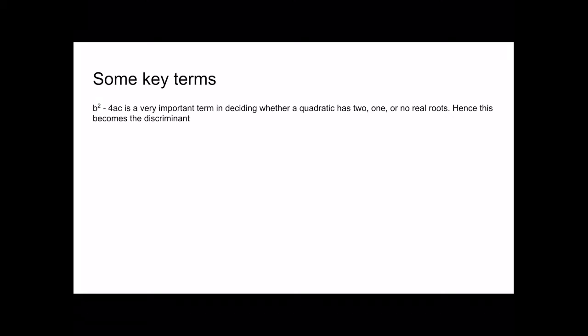Alright, some key terms used in the exam. So b squared minus 4ac is a very important term in deciding whether a quadratic has 2, 1, or no real roots. This is known as the discriminant. So for example, if the exam tells you the discriminant is less than 0, then you immediately know that b squared minus 4ac is less than 0. So basically, the discriminant directly corresponds to b squared minus 4ac. And the discriminant symbol is just a triangle. It looks like a triangle that represents the discriminant.